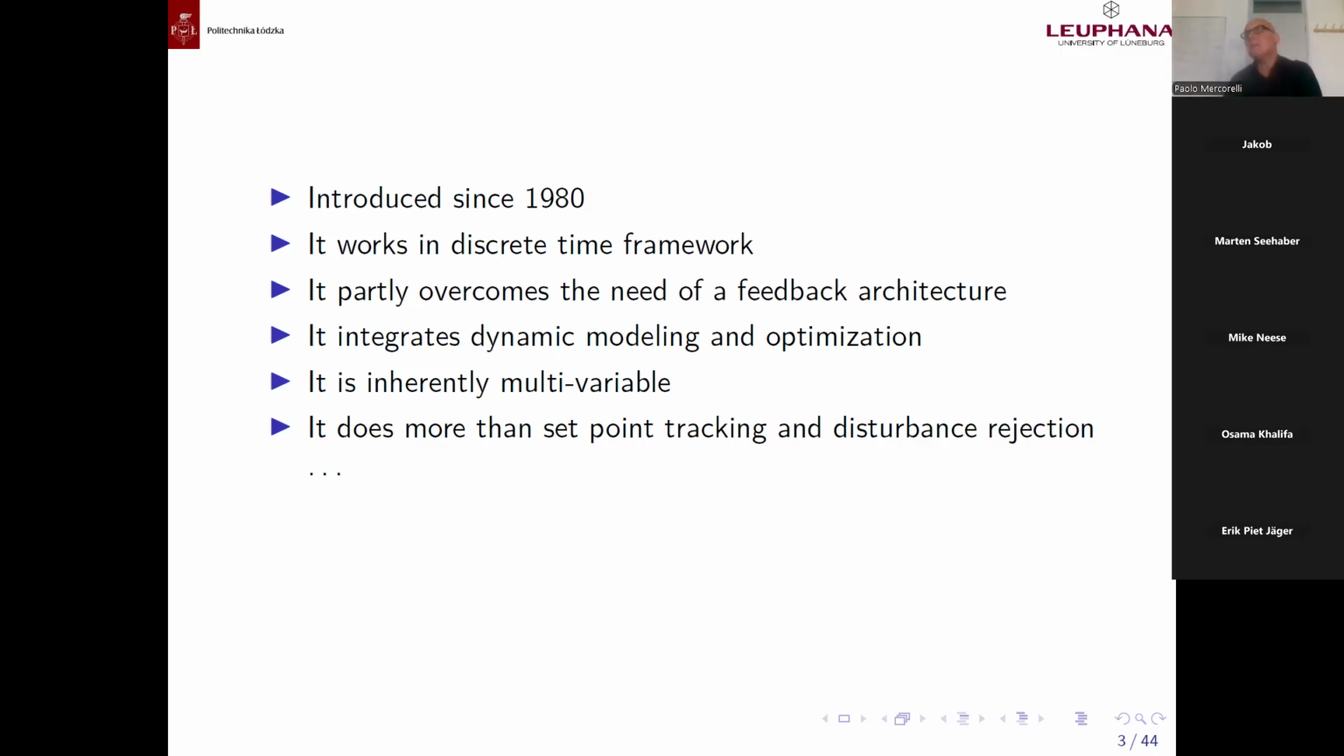The sentence number 3 is a little bit of a challenge, because what is written is not wrong: it partially overcomes the need of a feedback architecture. We learned always that the feedback architecture is the best way to control the system, because we have information about the goal and about what we want to obtain. We have the feedback.